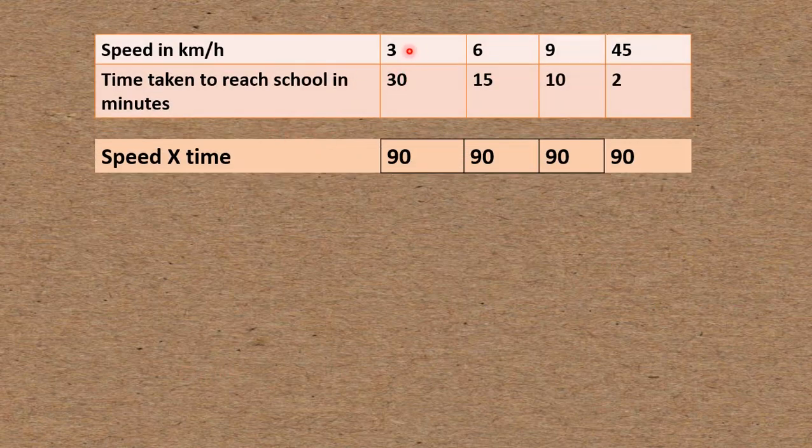So what we can say is, when we find the product of speed and time, 3 into 30 becomes 90. 6 into 15, again it is 90. 9 into 10, again 90, and fortunately 45 into 2 is also 90. So we are observing here that when we multiply the speed and time in this context, the product is constant. That means speed into time is constant.